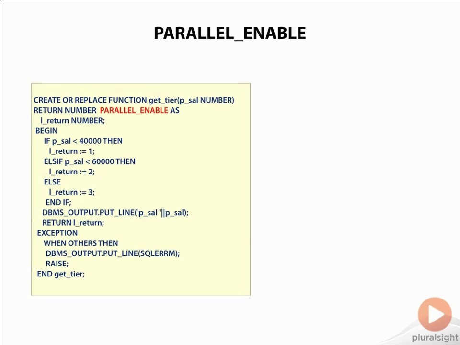Here is an example of the same function which is parallel enabled by using the parallel enable keyword again after the return data type and before the as keyword. One thing to note is that a function without explicit declaration might still run in parallel if Oracle compiler can determine that it is safe and meets the restrictions.